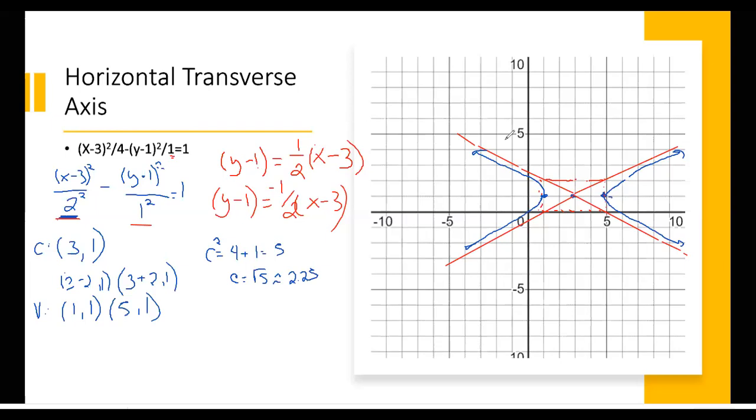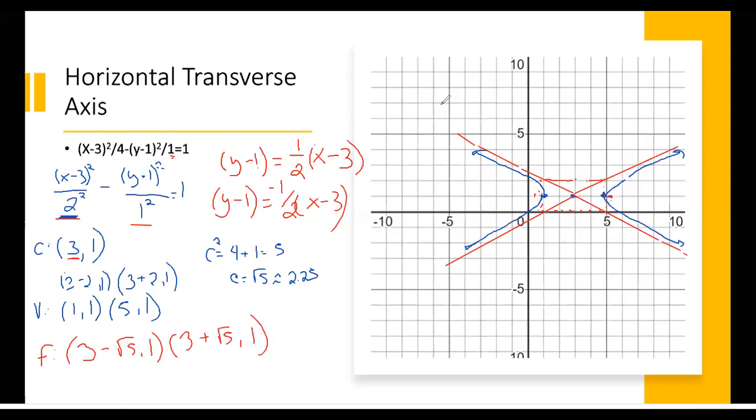We're going to move 2.25 in our x direction. So let me put this in red over here. We have a focus here, and a focus there. So we're moving from our center in our x direction, from this 3. So our foci are going to be at 3 minus the square root of 5, 1, and at 3 plus the square root of 5, 1.